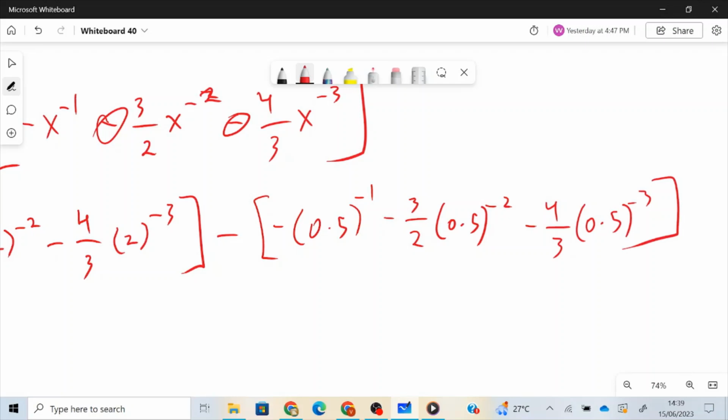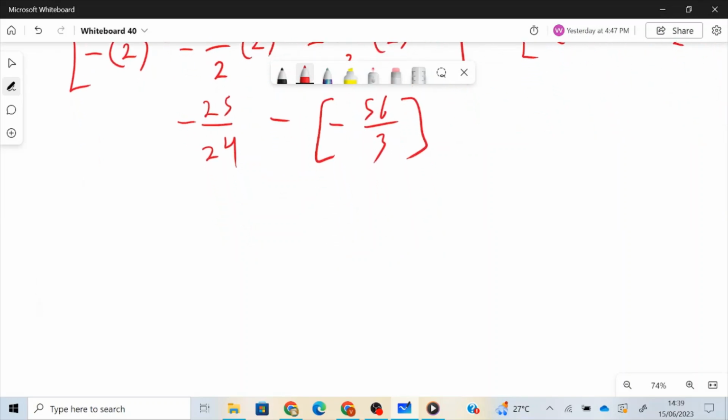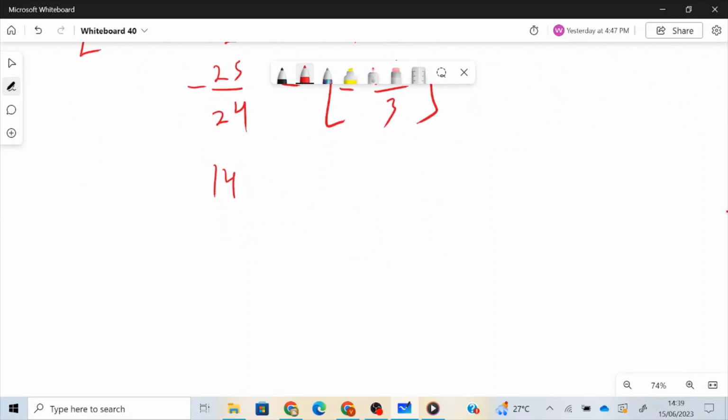So putting all this in your calculator, be extremely careful, because any little mishap with the powers or the signs can completely alter your answer. So the left hand side gives minus 25 over 24 minus, and the right hand side gave minus 56 over 3. So you obviously add up these two, because 2 minuses give a positive, and this ends up giving your answer as 141 over 8.